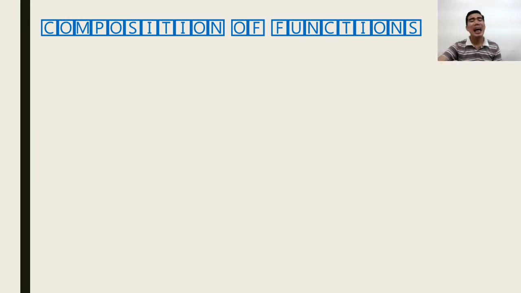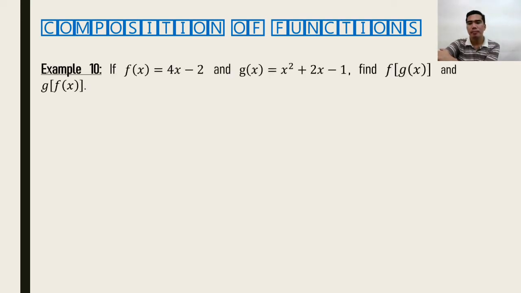Okay, another example for better understanding. Let's say we have f of x equals 4x minus 2 and g of x is equal to x squared plus 2x minus 1. Find f of g of x and g of f of x. Okay, we will do f of g of x first.